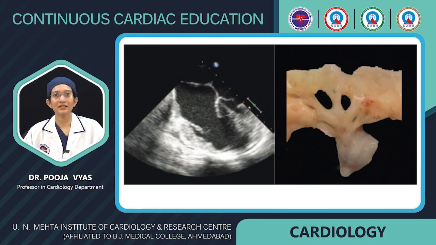So this is an image. These are histopathological findings, where we can see fibrotic subvalvular apparatus, and on echo we can also see dilatation of the right side of the heart, and the tricuspid valve is involved here.